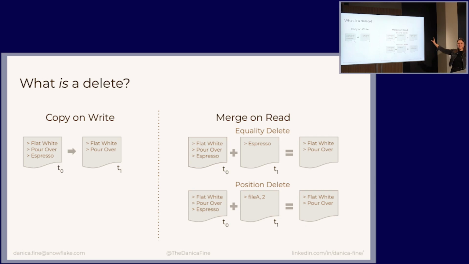Now, looking at these two options, I have a question for you all. Which one feels like it works more with the streaming world? Copy on write or merge on read? Merge on read, because we want our writes to be as fast as possible, right? So we could just throw all of our Kafka data into an Iceberg table as we go. And so we really do want to put the onus of deletion on our readers, okay?